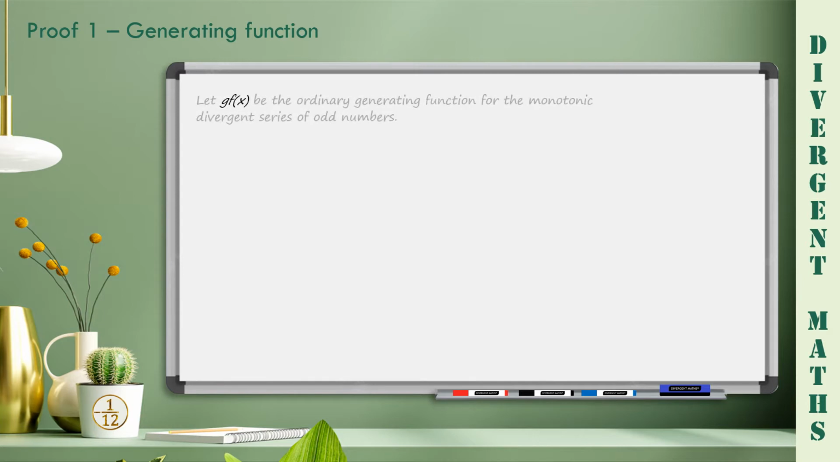So let g of x be the ordinary generating function for the monotonic divergent series of odd numbers. The expression of the ordinary generating function g of x is equal to (1 plus x) over (1 minus x) squared. That is a closed form, and in expanded form it is of course 1 plus 3x plus 5x squared plus 7x cubed plus 9x to the fourth, etc., which you can see by replacing x with 1 will give us the divergent series of odd numbers.